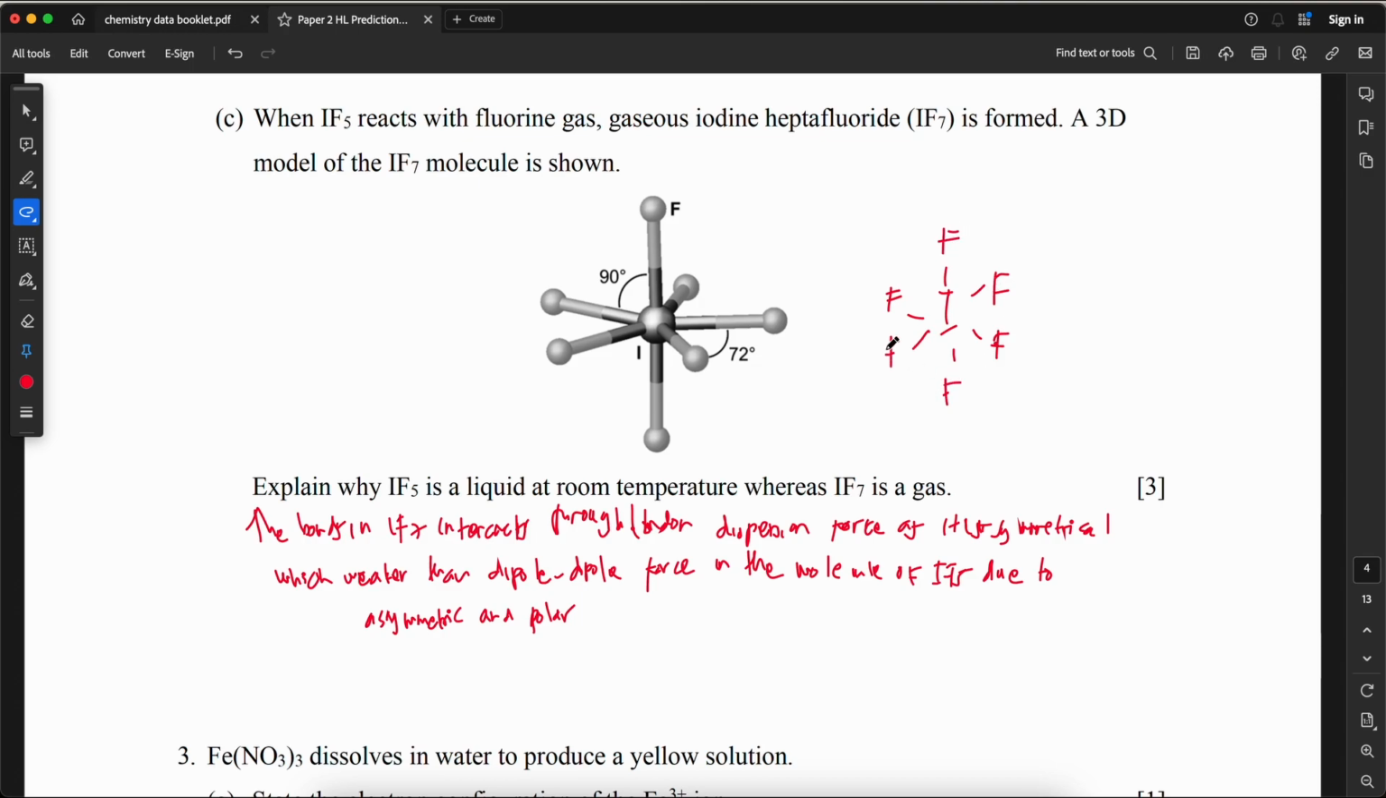So that would be 1, 2, 3, 4, 5, 6, 7. So that would be like this. So it's symmetrical and there is no lone pair, so the dipole moment is cancelled. But for IF5 we have a lone pair, so it is a polar molecule, so it has a dipole force, but for this one it is London dispersion force. So London dispersion force is a weaker intermolecular force compared to dipole force.